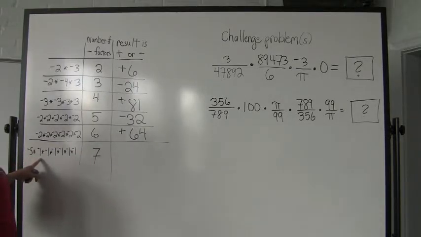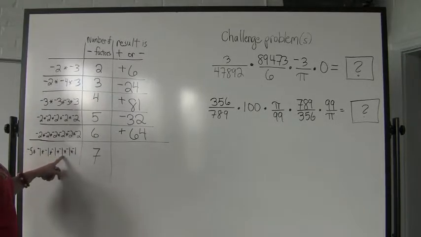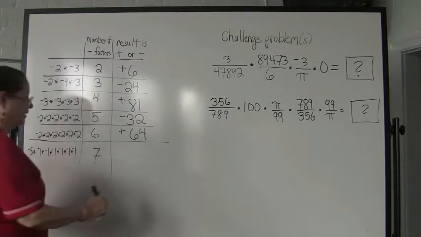Negative 5 times negative 1 is positive 5. Times negative 1 is negative 5. Times negative 1 is positive 5. Times negative 1 is negative 5. Times negative 1 is positive 5. Times negative 1 is negative 5.